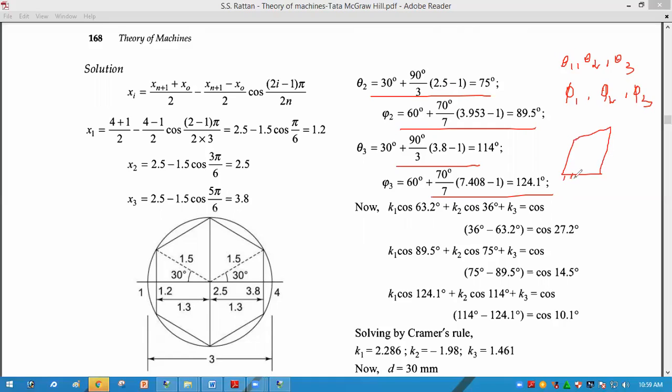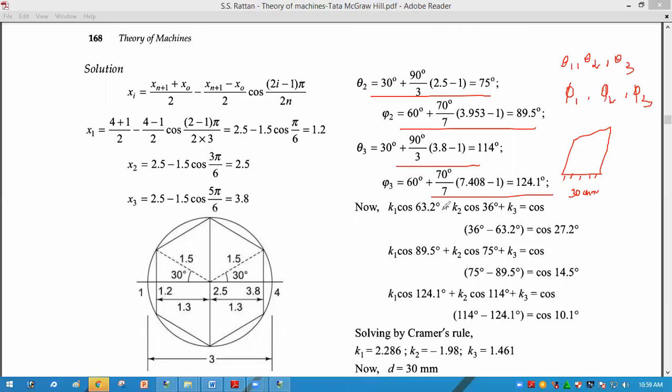In this question they have given the length of the fixed link, that is 30 mm. So we have to find out the other three link lengths. For finding the link lengths, we are using the Freudenstein equation.